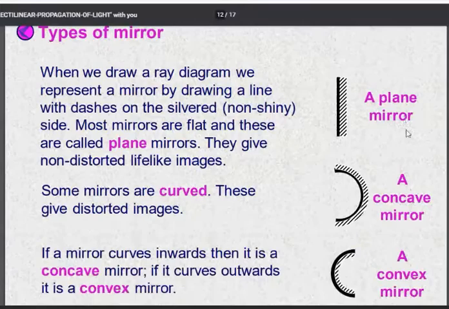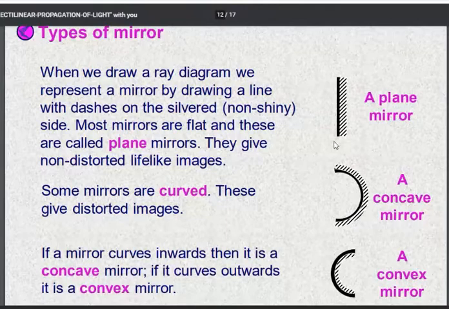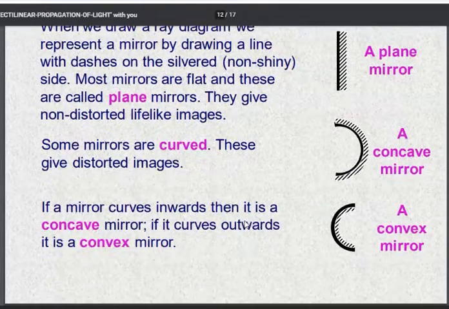So here, this is a plane mirror. Now, what if the reflecting surface is made curved? Then that mirror is called a curved mirror or a spherical mirror. You see here, instead of a straight line, a curved line is drawn and is silvered on the outside. So this is called a concave mirror. Some mirrors are curved and these give distorted images. This is the difference between the plane mirror and the curved mirror. The curved mirror gives distorted images.